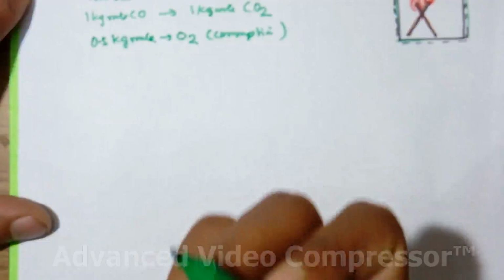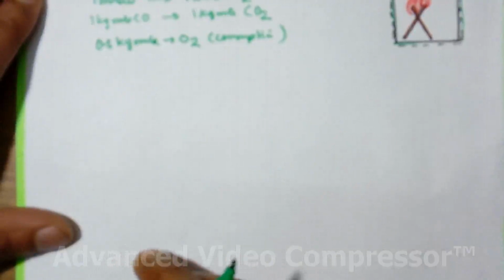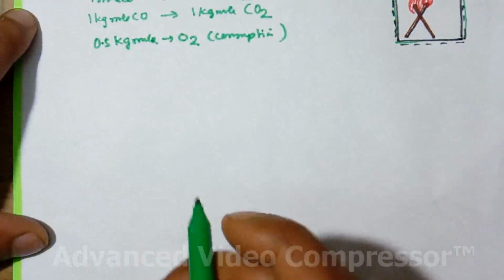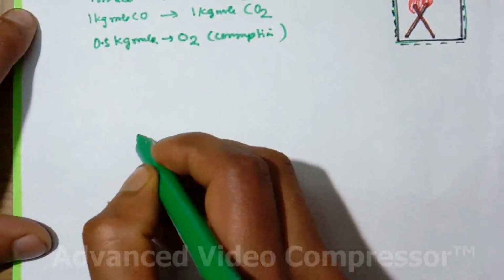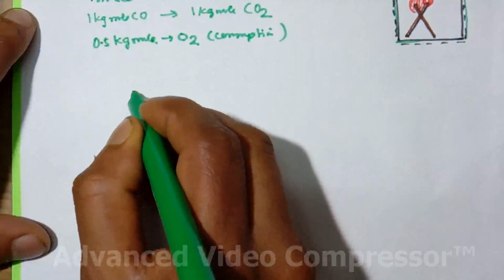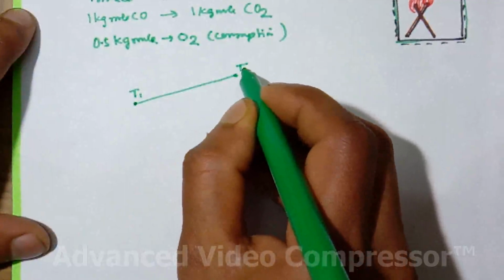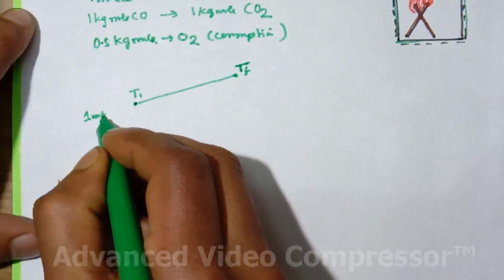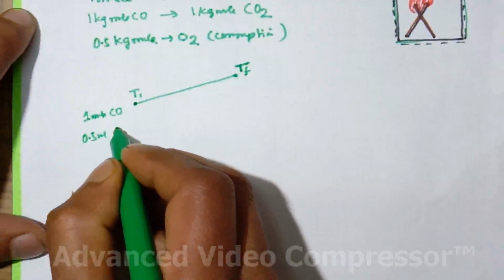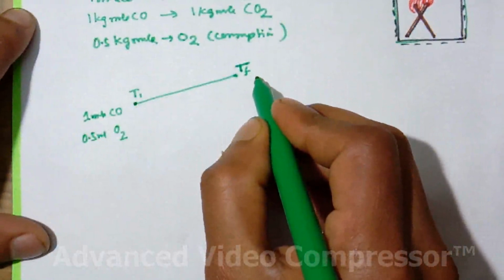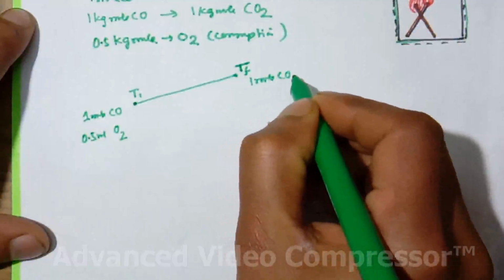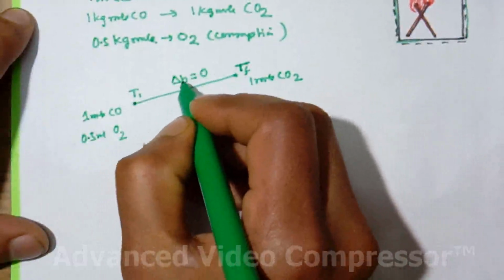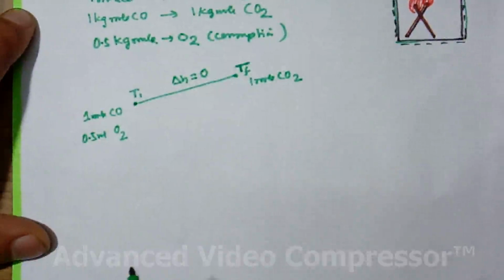Next is the adiabatic flame temperature, which is defined in terms of the temperature of the product after the reaction. The reactant is at temperature T1 and the product is at temperature T2 or Tf, that is the adiabatic flame temperature. At T1 we have the reactants, 1 mole of CO and 0.5 mole of O2. At Tf, 1 mole of CO2 is formed, and delta H for this process is 0, since it is adiabatic at constant heat.